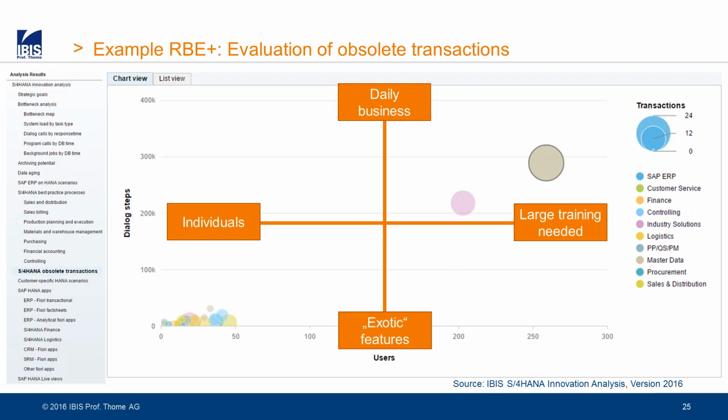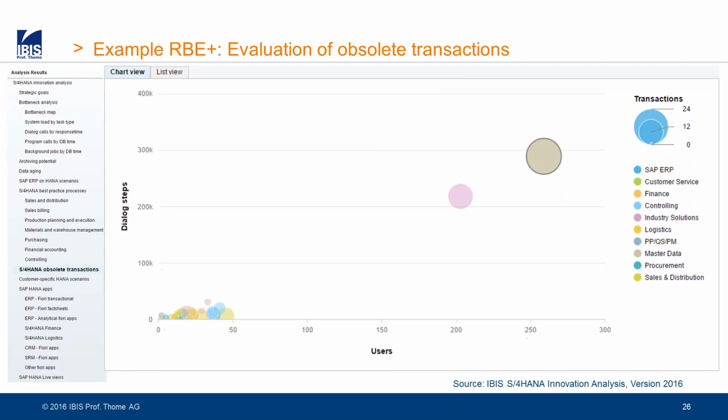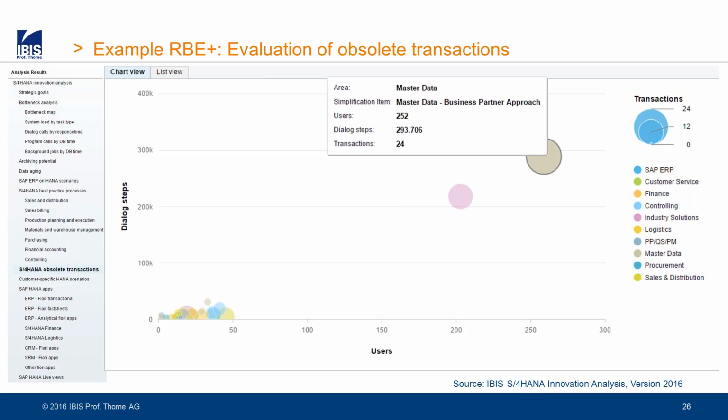With the number of users, you can see if this is something where you need to do some corporate training, or if you just need to go to individuals and tell them what actually changes. And the size of the bubble is how many transactions are obsolete in this item. So the gray one is very important. This is the one which will probably be the largest one for every customer. This is the business partner approach.